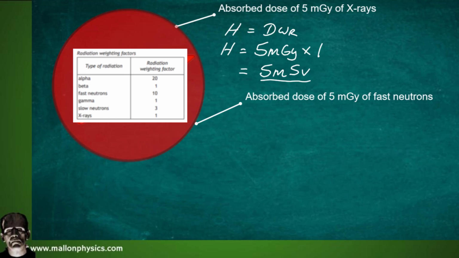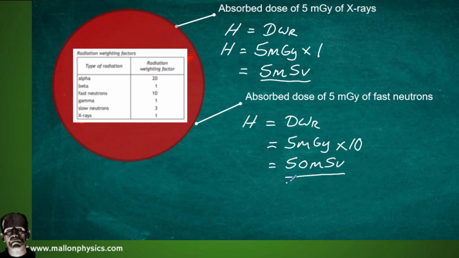And we do the same thing for the absorbed dose of the fast neutrons. We have the dose equivalent H is equal to the absorbed dose times the radiation weighting factor. And that's going to give us the following value. The absorbed dose is 5 milligrays, multiplied by, this time, the radiation weighting factor for the fast neutrons, which is 10. So we're going to have a dose equivalent of 50, and we'll keep in the same milli, and the greys turn into sieverts for the dose equivalent. So there's the two values for the dose equivalent.